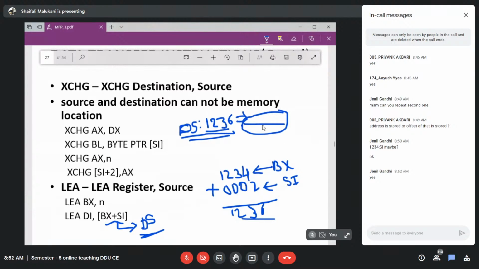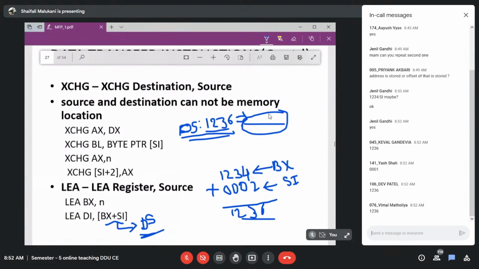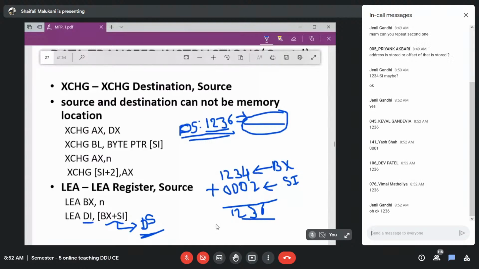What is the offset of this location? Do you understand offset? Yes, 1236 is offset, right? So that 1236 is loaded in DI. So DI has 1236. So you may say, okay, but why can't we just add them and move that value?